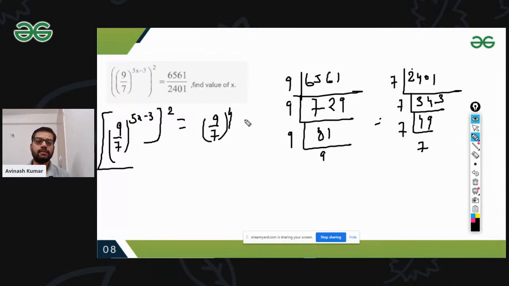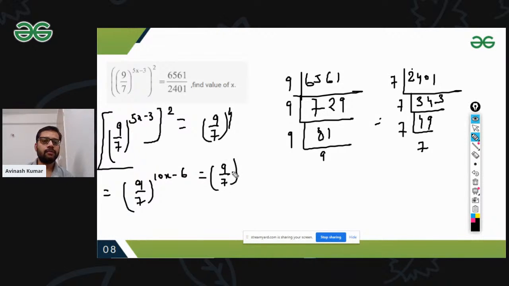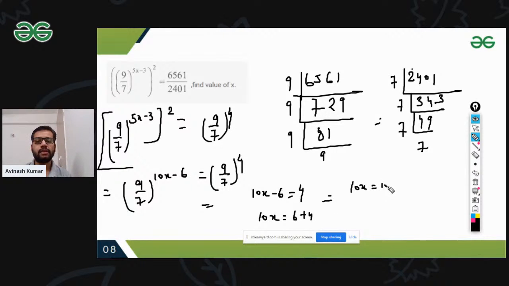I have just skipped one step, okay. Now again 9 by 7, since this power can be multiplied, this will be given as 10x minus 6 is equal to 9 by 7 to the power 4. Base is same, then we can compare the power. 10x minus 6 is equal to 4. The 6 will come to this side. 10x is equal to 6 plus 4, so 10x is equal to 10, so x is equal to 1. The final value of x will be 1.